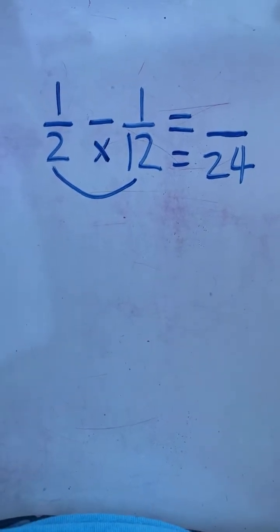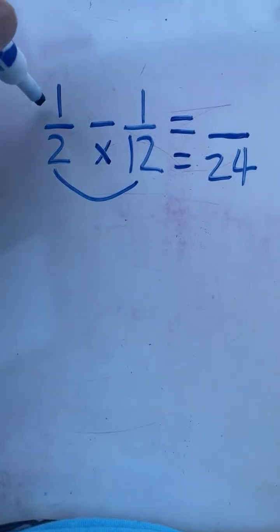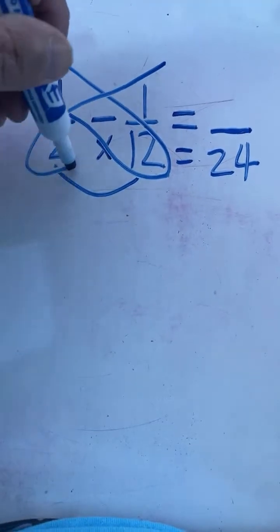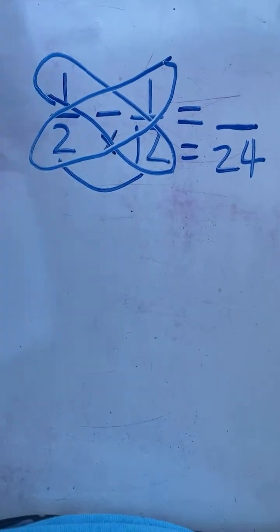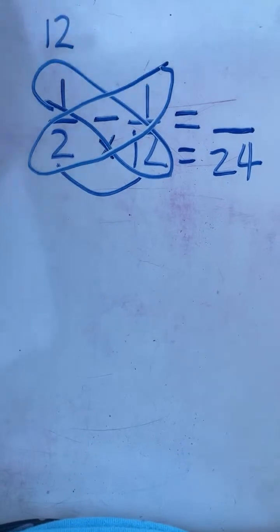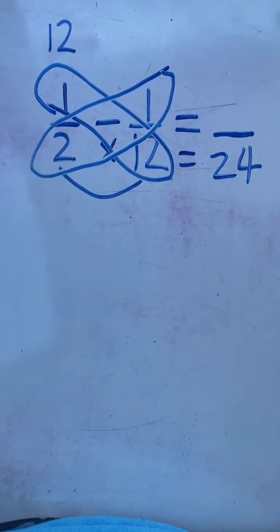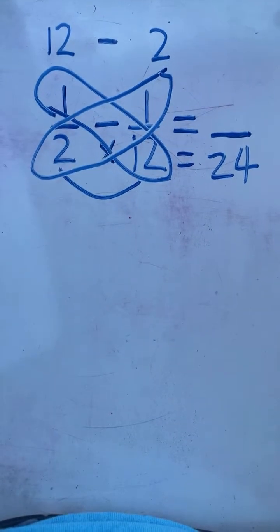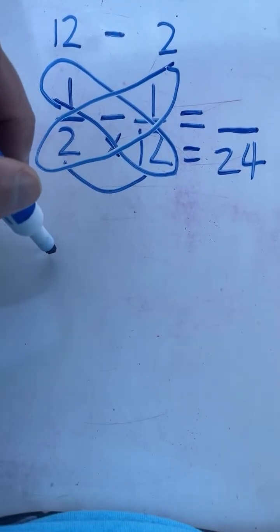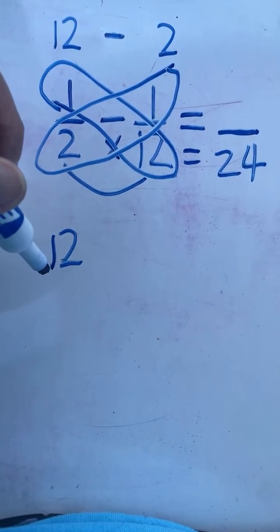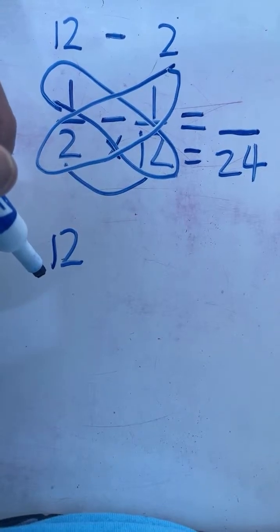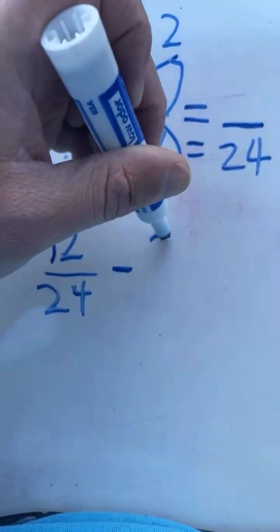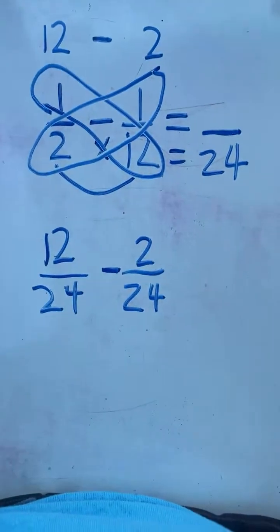Now to get our numerators, we have to multiply each numerator times the opposite denominator. So we're going to multiply 1 times 12, and then we're going to multiply 2 times 1. 1 times 12 equals 12. 2 times 1 equals 2. So we now have our new numerators in our new problem. So we have 12/24 minus 2/24.